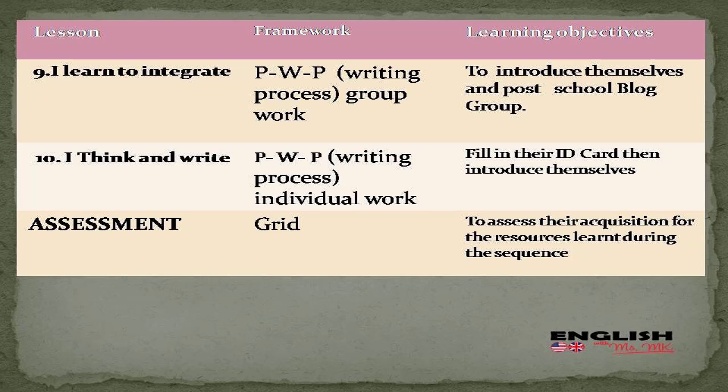Then you have I Think and Write. They are going to prepare, as I said, an ID card where they mention their first name, family name, age, class, school, town, phone number, and so on. And they're going to introduce themselves orally or written. I prefer written. You show them how to write, and they rely too on Razan's text. And of course, they're going to say it out loud. They're going to present it to their classmates.